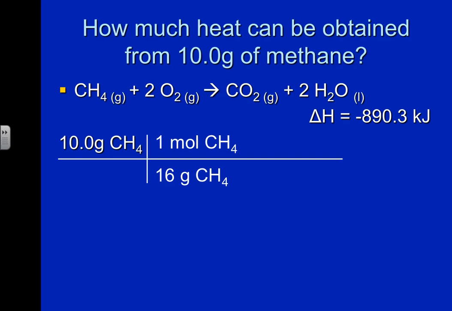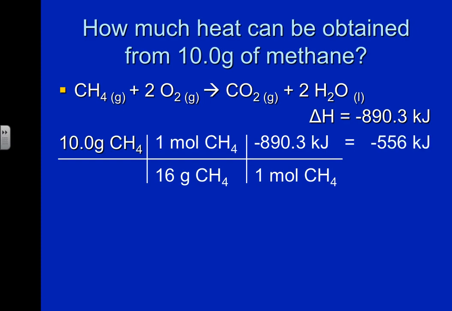So take a look at what I'm going to do. I'm going to put that 1 mole of methane on the bottom. And by the way, the 1 mole here is because there's 1 mole here. So this 1 mole of methane is going to be able to produce for me the negative 890.3, and the moles cancel. The grams already canceled. That leaves me with kilojoules, and that tells me I've got negative 556 kilojoules of heat that I could actually produce at this point. So again, hopefully that makes sense.